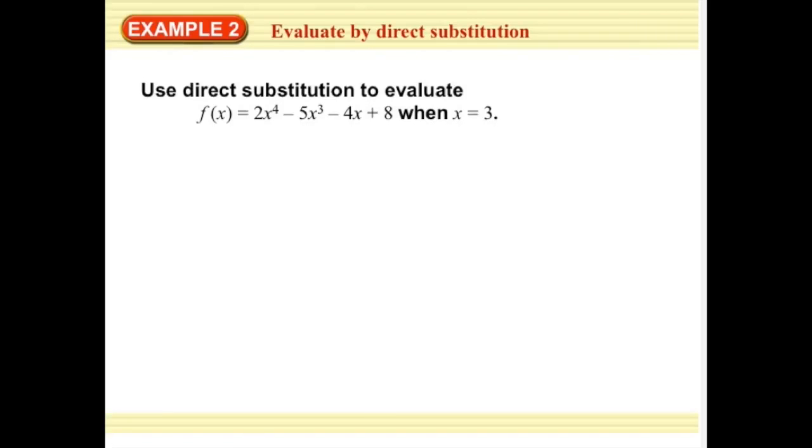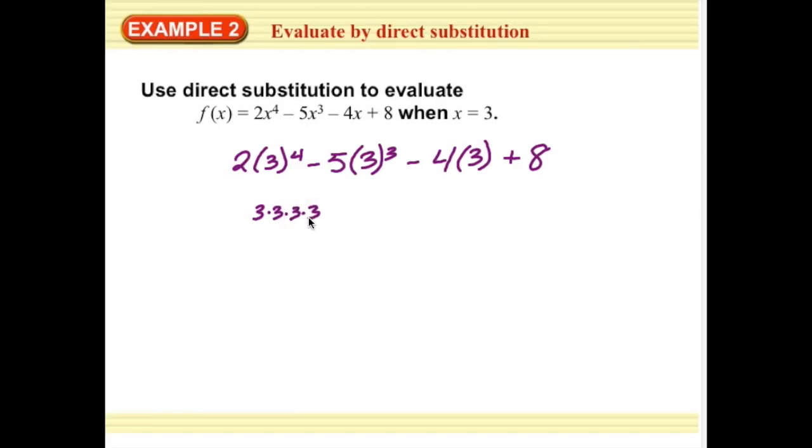Example 2 says to use direct substitution to evaluate. This is just a straightforward polynomial function. And it says when x is equal to 3, what is my solution going to be? So I'm just going to plug in 3 for all of my x values. So 2 times 3 to the 4th minus 5 times 3 to the 3rd minus 4 times 3 plus 8. And because of my order of operations, I have to solve for my exponents first. So I'm doing 3 times 3 times 3 times 3, and 3 times 3 times 3, and I'm getting those solutions to plug into my equation.